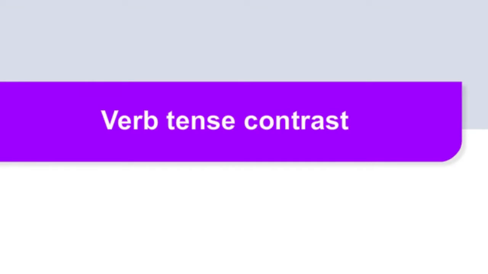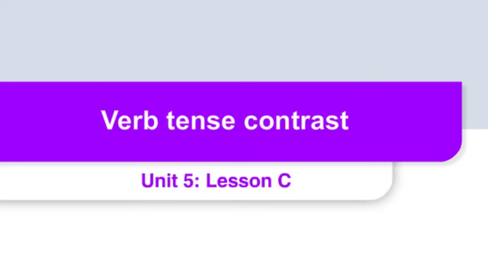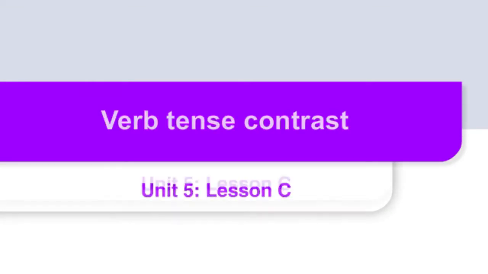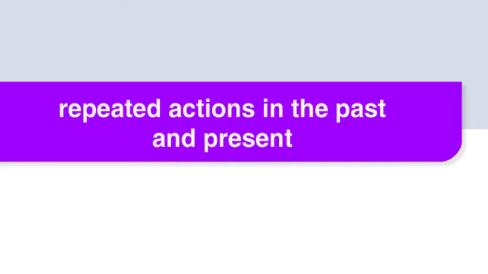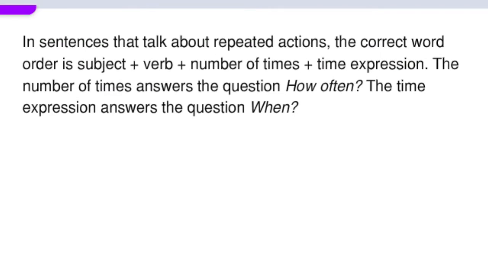Verb Tense Contrast. Unit 5, Lesson C. Repeated actions in the past and present. In sentences that talk about repeated actions, the correct word order is subject plus verb plus number of times plus time expression. The number of times answers the questions, how often? The time expression answers the question, when?